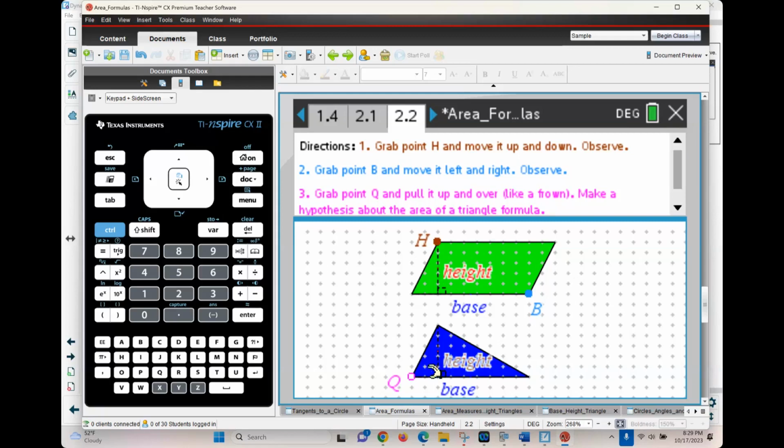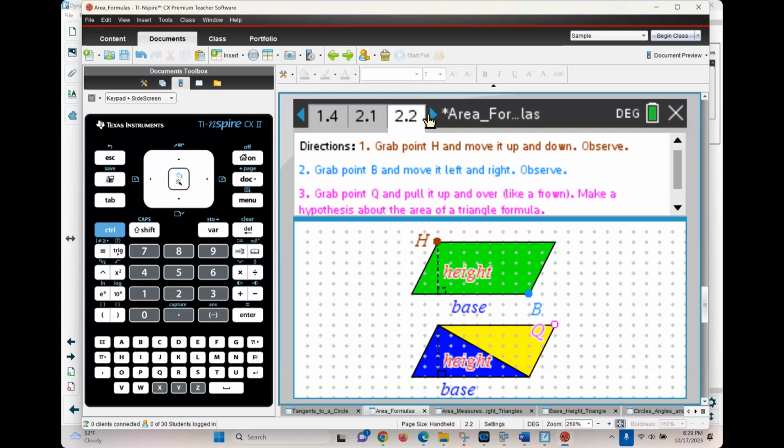Okay. But what I want to do here is I'm going to grab point Q. I'm not going to drag it. I'm going to make a frown or an upside down parabola. And when I do that, I'm getting two triangles with the same area. And both of these triangles make up the same area as this parallelogram. So the parallelogram is base times height. The triangle is half times base times height. And I'm showing them why. I'm not just saying, here's a formula to memorize. It works because you can see it.